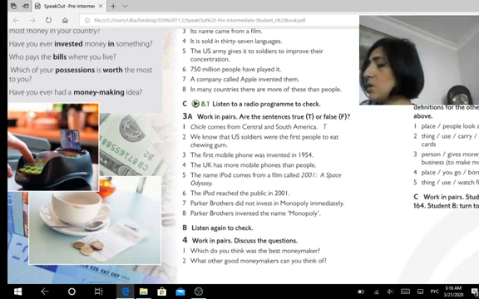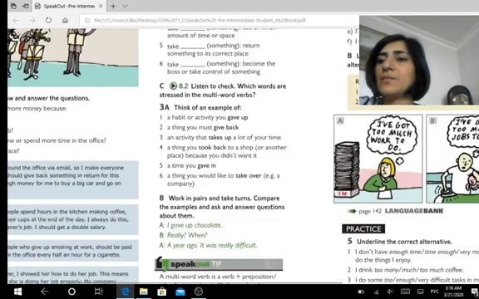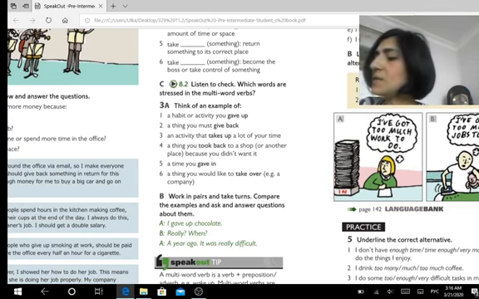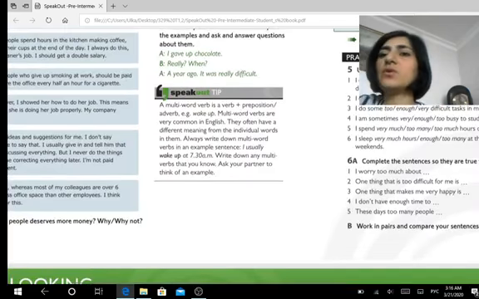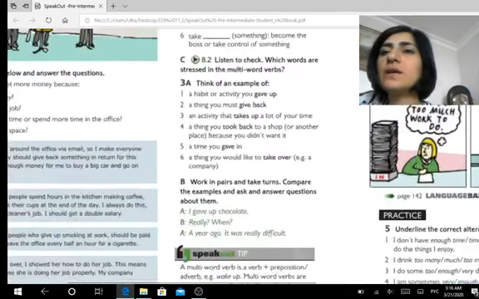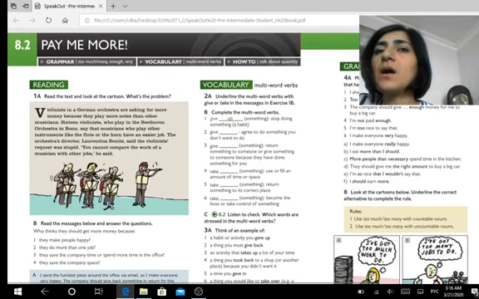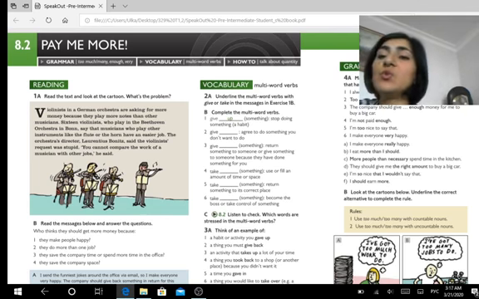Next, we'll go to page 80. We'll skip 79 because again that one is connected with your individual work. I'll tell you that later. So on page 80, it's 8.2. Pay attention to exercise 2A.